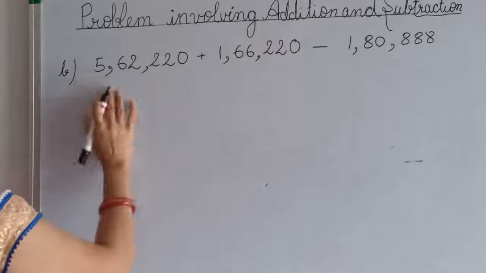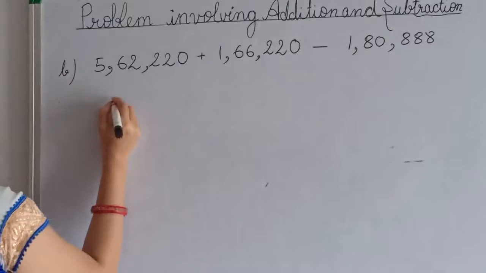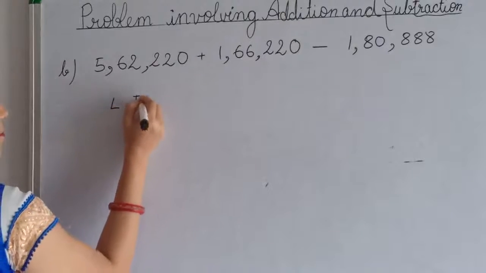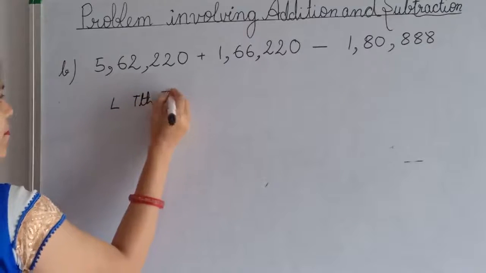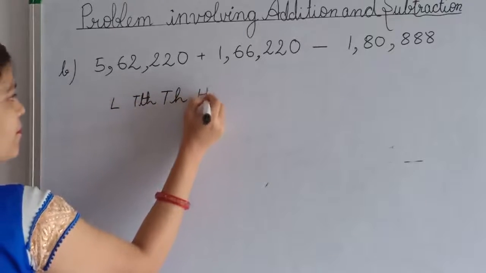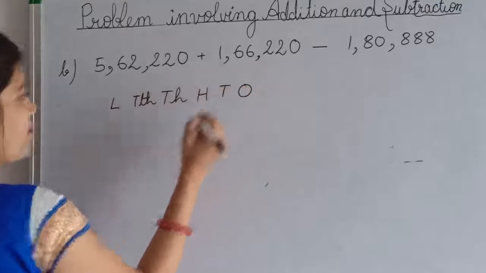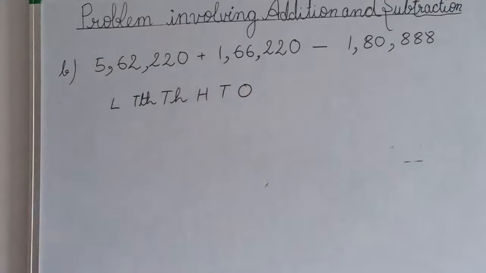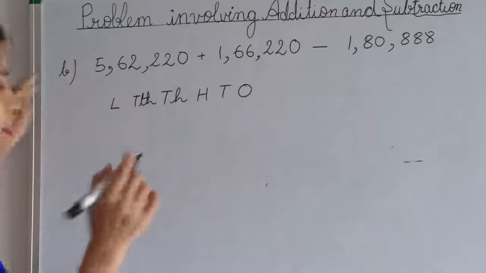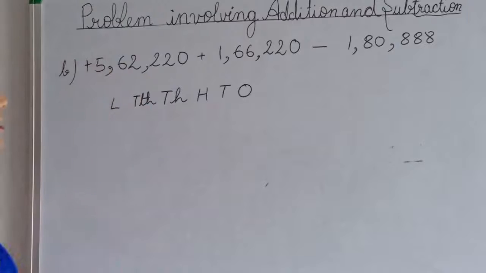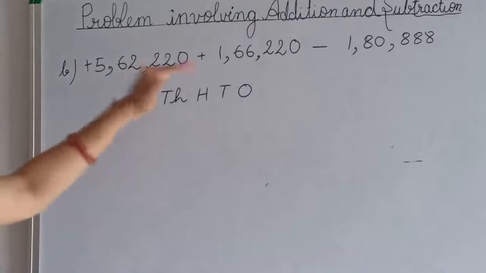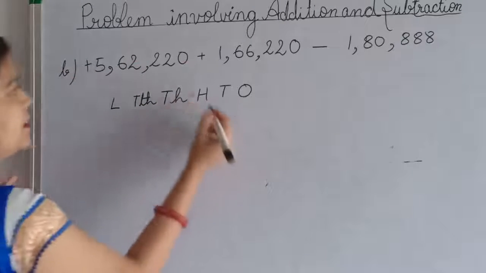So first we will do the addition of these two numbers. We will add these two numbers. Okay, in front of it we will put a plus sign. If there is no sign, we have to put a plus sign over there. And now we will write the numbers here in a column.